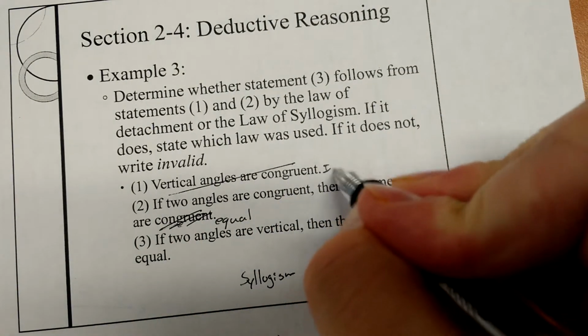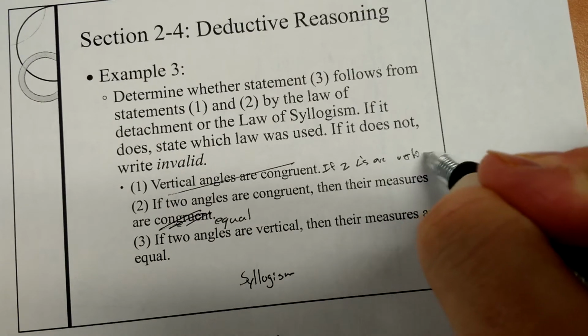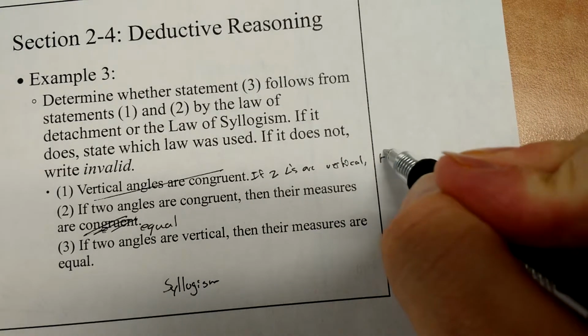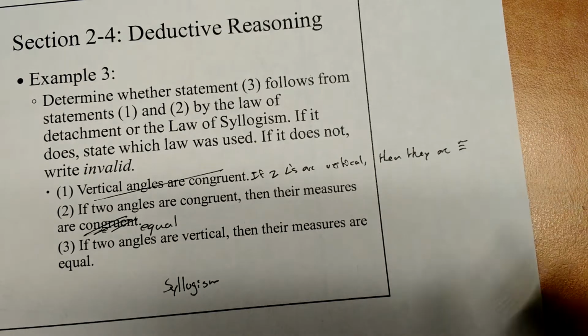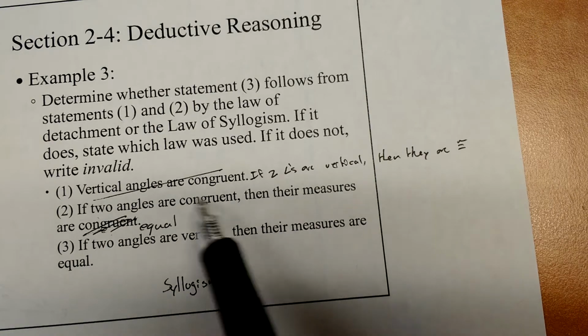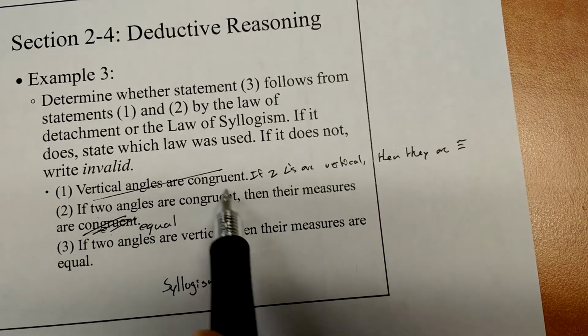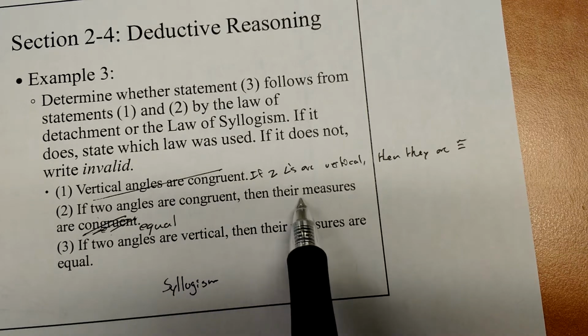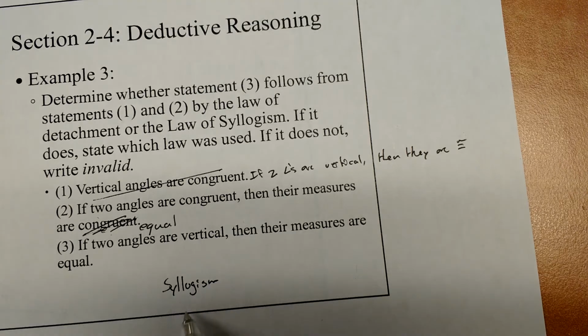Because you can write this. If two angles are vertical, then they are congruent. And then if two angles are congruent, their measures are equal. So you have to rewrite this as an if-then. So if goes to then, and then this then becomes that if. And so if this if is true, then that conclusion is true. Their measures are equal. So that's why this is an example of syllogism.